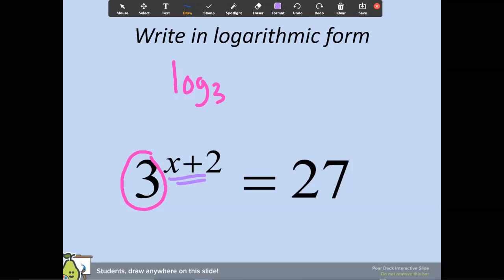So this is going to be log base 3 of 27 is equal to my exponent, which is x plus 2. And they just wanted it in logarithmic form. Okay, so log base 3 of 27 equals x plus 2. I can minus the 2 and get log base 3 of 27 minus 2 equals x if I was then going to try to solve.